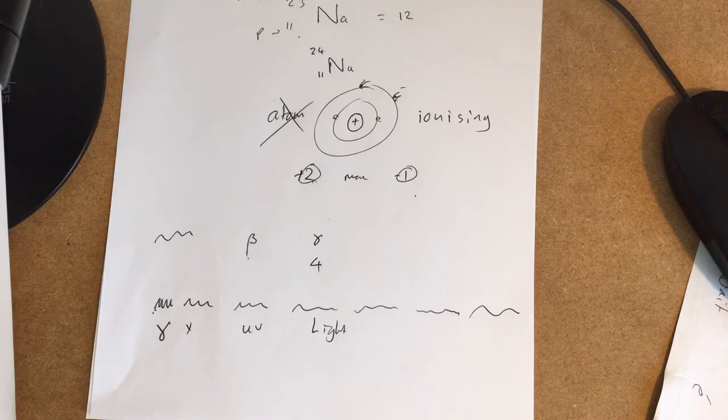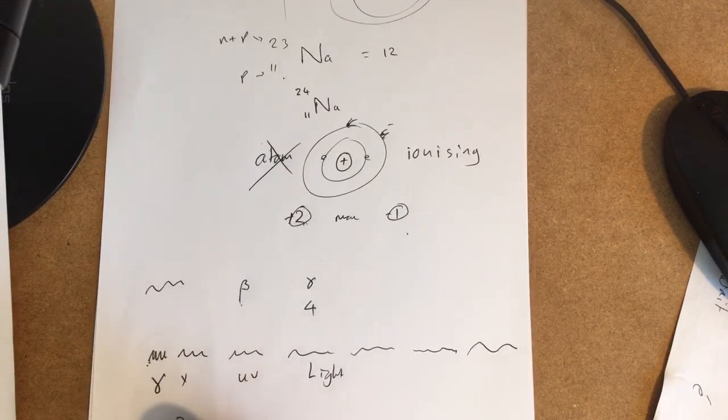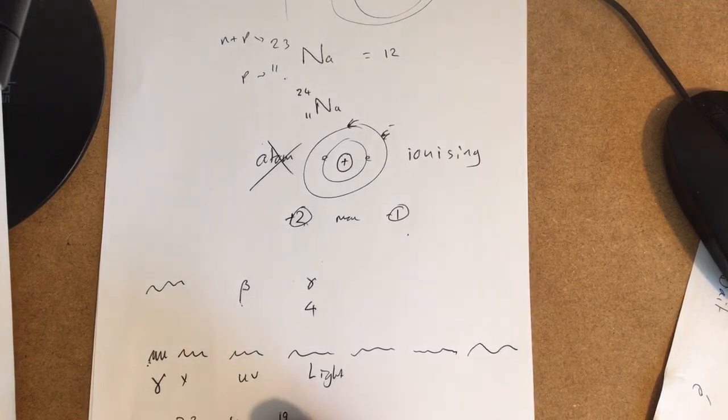Number 11, for the above element, write down the new top and bottom numbers after an alpha decay. Okay, after an alpha decay, so we started with 23 and 11. Alpha decay, the top number comes down by 4 and the bottom number by 2. So we'd have 19 and 9.